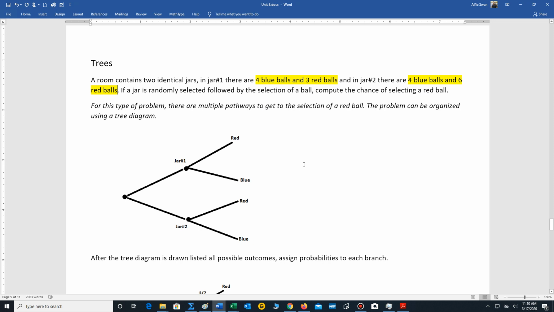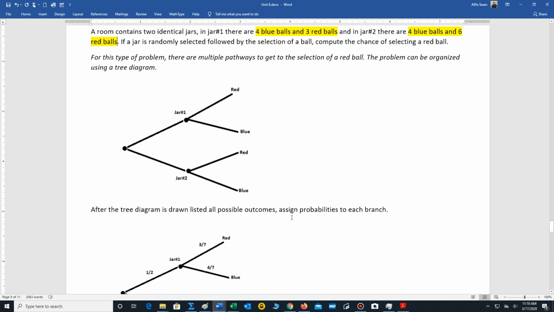So step 1 is to construct our tree diagram. So first we enter the room, so this node represents the selection of a jar. We either select jar 1 or jar 2. Now if we select jar 1, we could select a red ball or a blue ball. And the same holds for jar 2, red, blue.